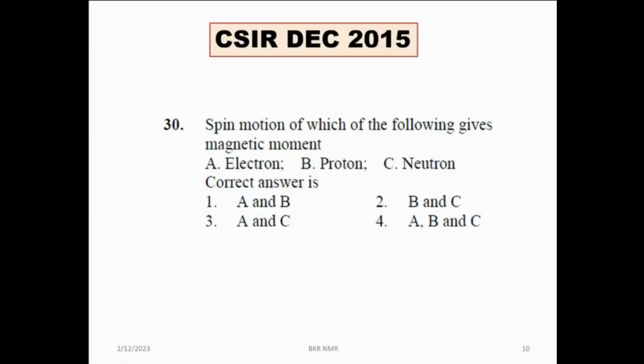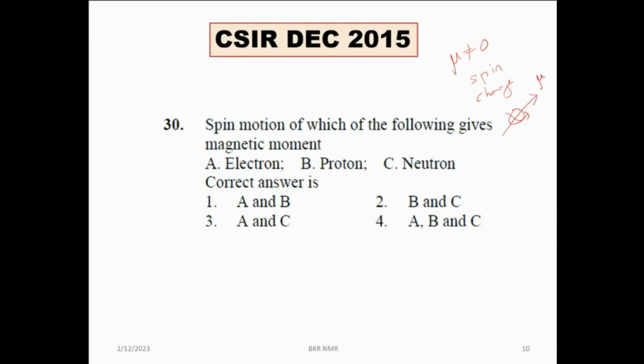Okay, so now the question, December 2015 question: spin motion of which of the following gives the magnetic moment? They are asking which will give you a magnetic moment not equal to 0. In the nuclei, mu not equal to 0. Answer: any spinning charged nuclei, so it should have a spin and it should have charge, will generate a magnetic moment.